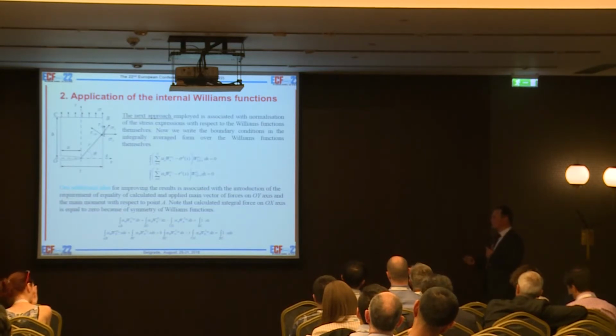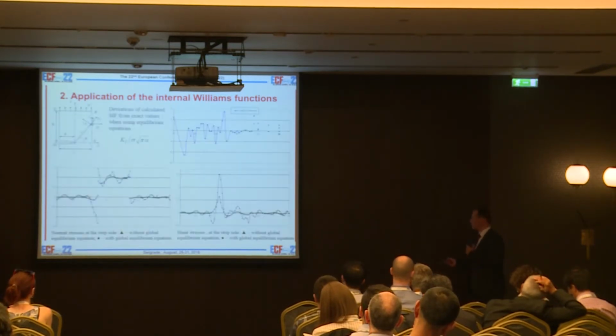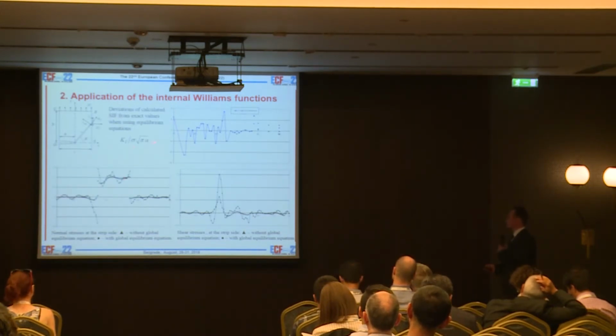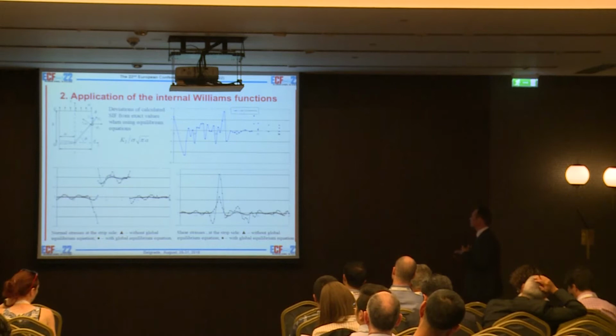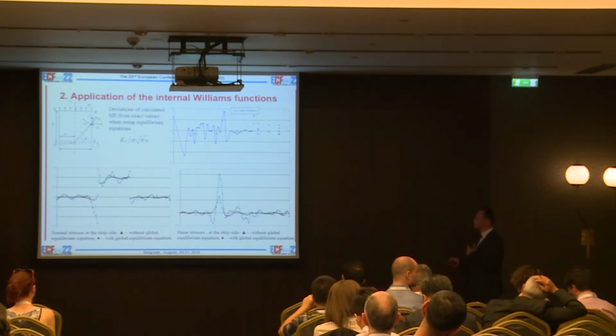And our additional idea is to use the additional global equilibrium equation to improve the accuracy. So here are our results compared again with the well-known solution. As we can see, for such an amount of sets of equations, we get quite good accuracy. And using the global equilibrium equation, we can improve our accuracy by about 2%.